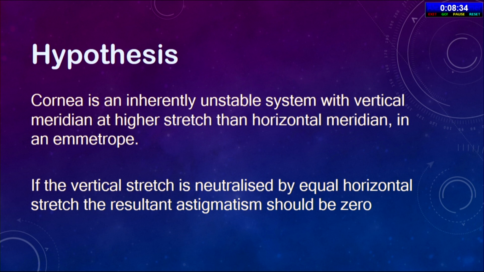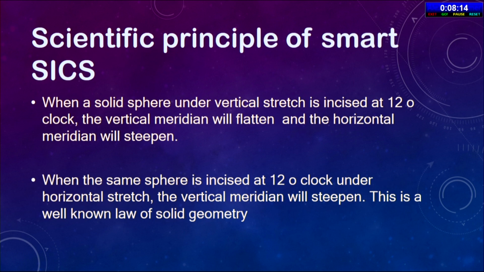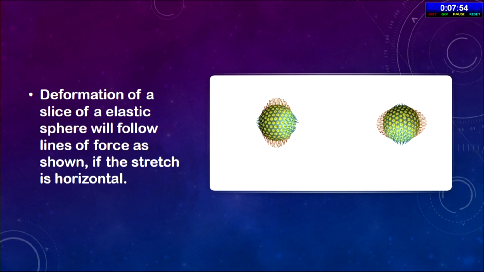So what is the hypothesis? The hypothesis is that the cornea is an inherently unstable system with the vertical meridian at higher stretch than the horizontal. So while we are doing the third plane of the sclerotunnel incision, we are making a viscous stretch on the horizontal to make this cornea a spherical system. That takes care of the astigmatism also and induces multifocality. The exact mechanism by which multifocality is achieved is not very clear. People are doing it, and we are trying to find out how it is being done.